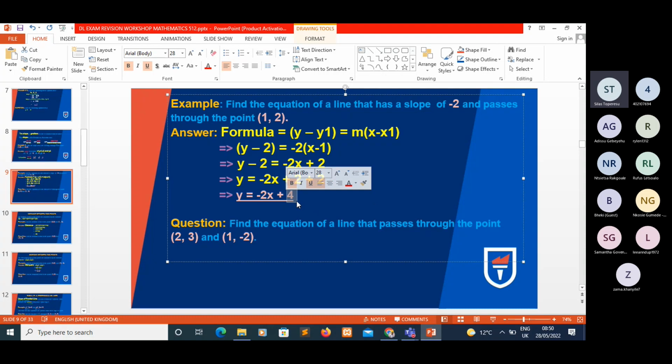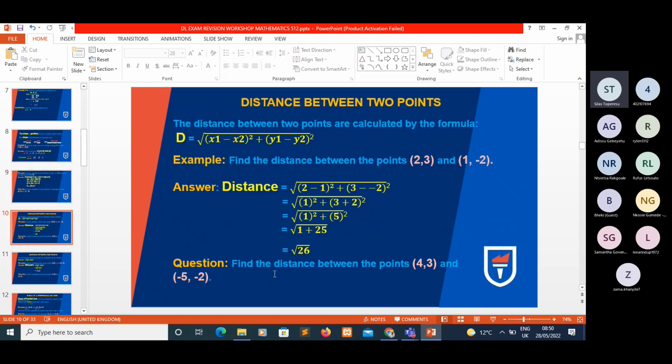So you should be able to pick the slope and the y-intercept from a linear equation without even doing any calculations. When given a linear equation in this form, you just pick the slope there and pick the y-intercept from the constant. That should be clear on your side as well. All right, let's move on to the next part.